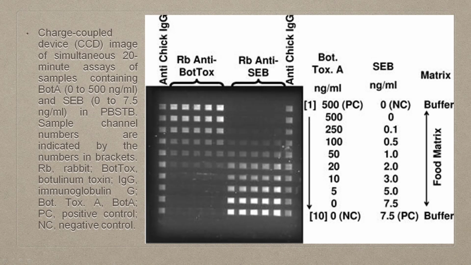Now, this is how the result looks like. These are the flow cells where you have rabbit anti-botulinum toxin, rabbit anti-SEB. Okay. Now, a charge coupled device image of a simultaneous 20-minute assay for the sample containing botulinum toxin of different concentrations, 0 to 500 nanogram, as you could see.